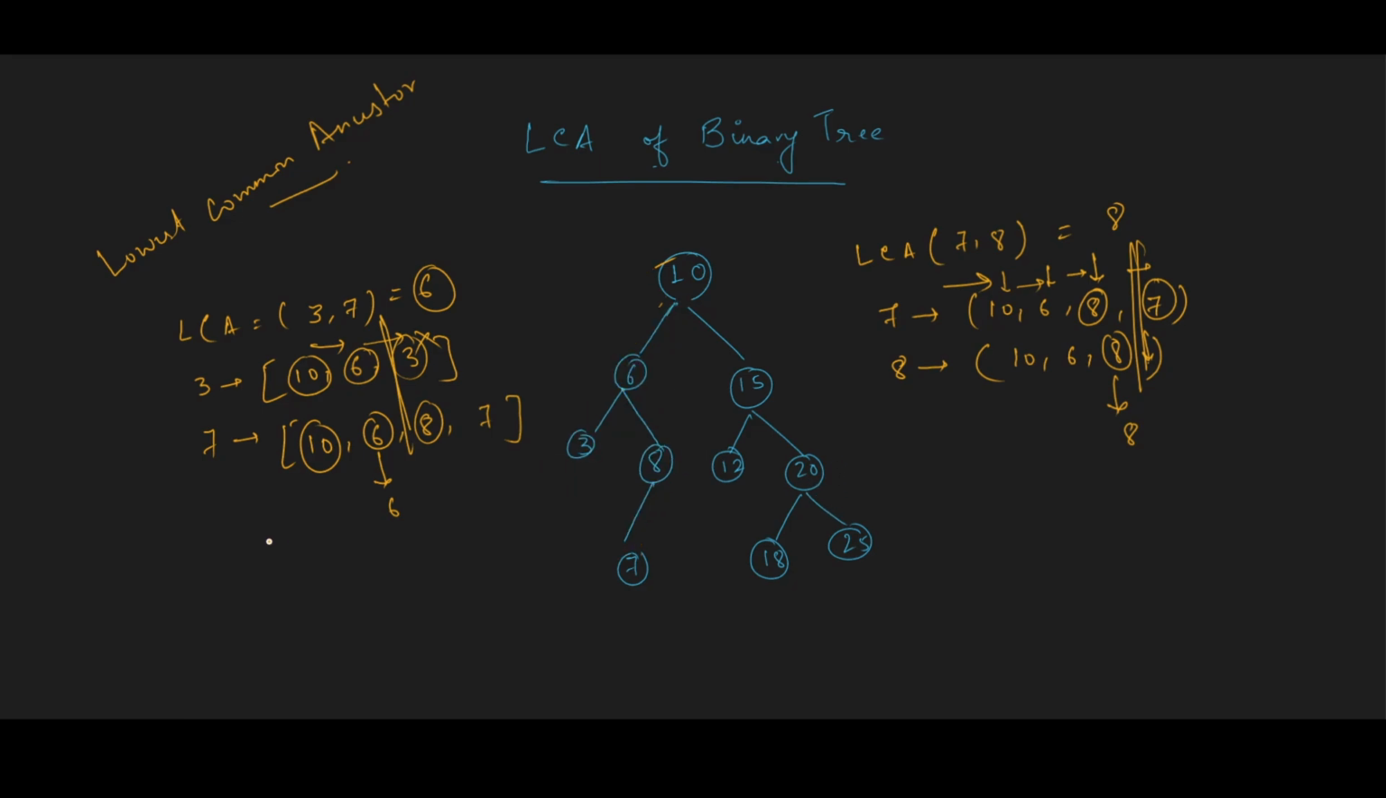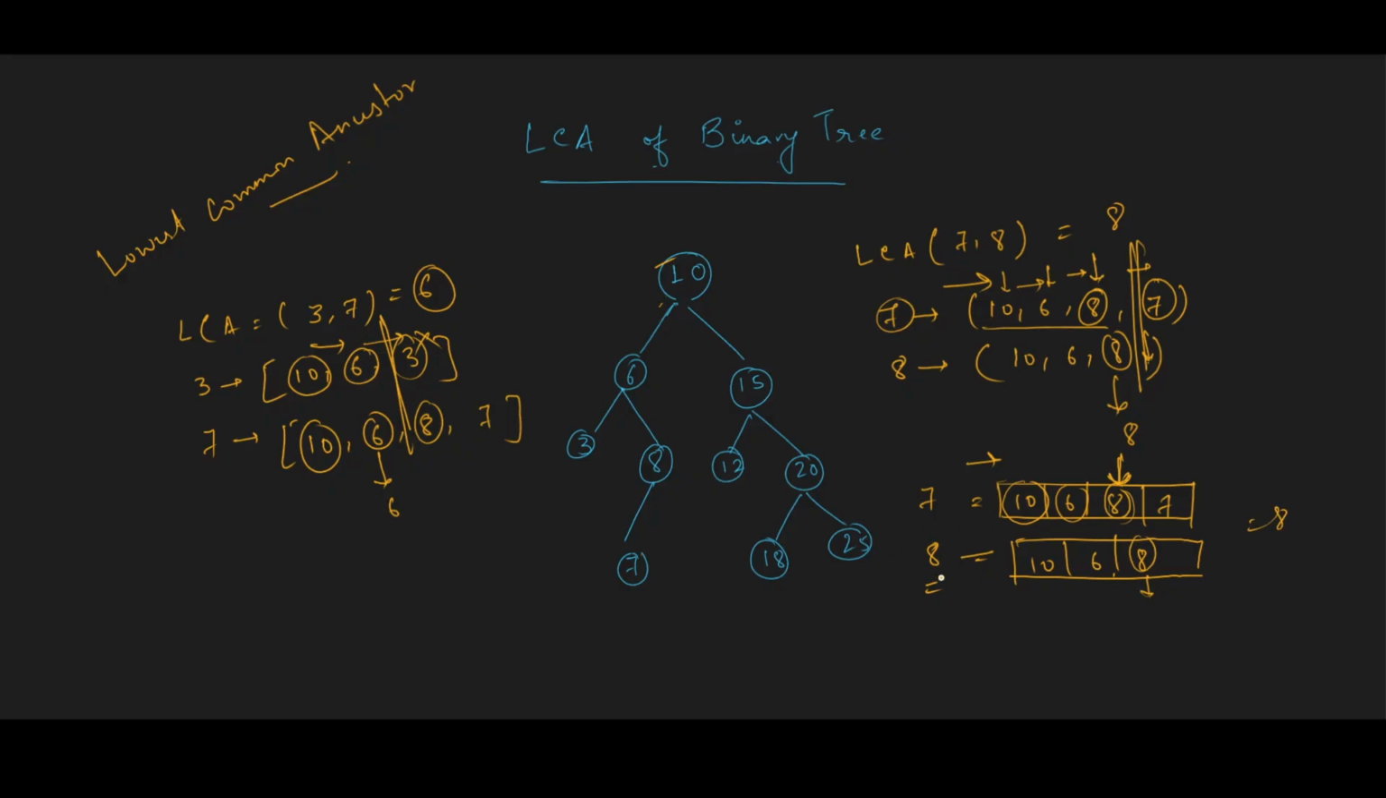The approach will be to find all the elements from root till that node and store them in a data structure. So suppose for 7, we store all the elements from root till 7 in a data structure, and for 8 also we store all the elements from root to 8 in another data structure. And now one by one we traverse through these data structures and we find the deepest common element and return our answer.